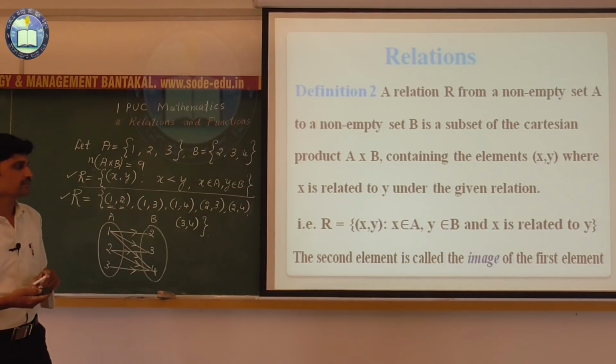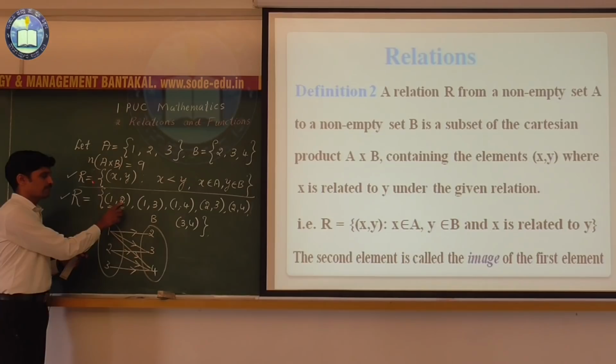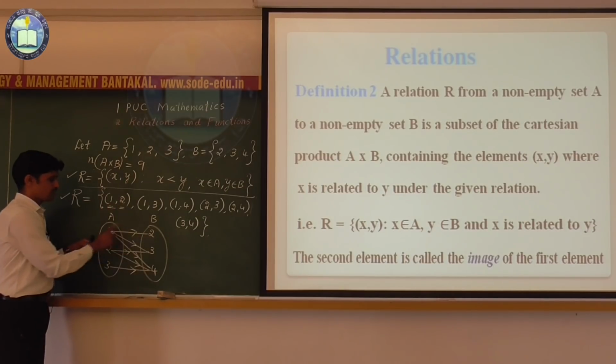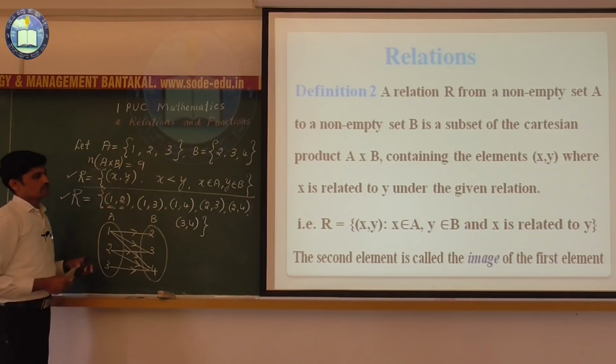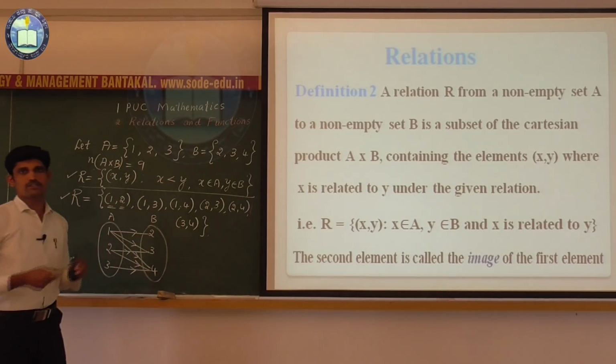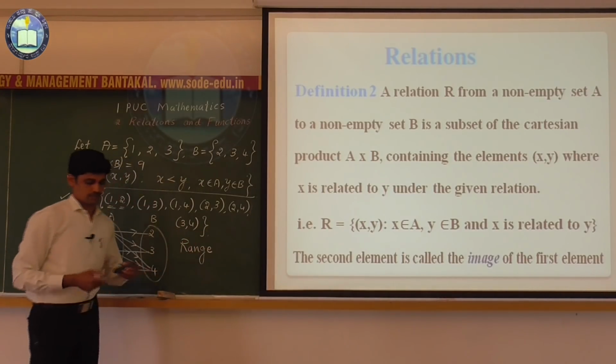The second element is called the image of the first element. In this relation R, you can see that the second element is the image of the first element. Here 2 is the image of 1. You can see that in the arrow diagram here. 2 is the image of 1, and 3 is also image of 1, 4 is also image of 1. At the same time, 3 is the image of 2, and 4 is also image of 2. 4 is also image of 3. So, set of all second elements, that means the set of all images is called range. Range is the set of all second elements.